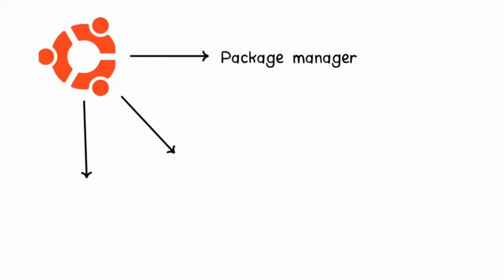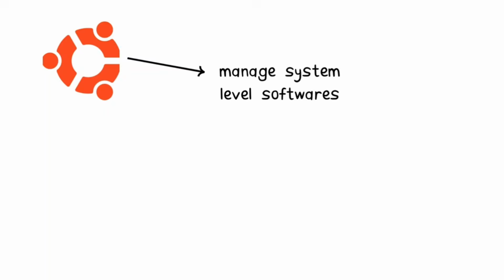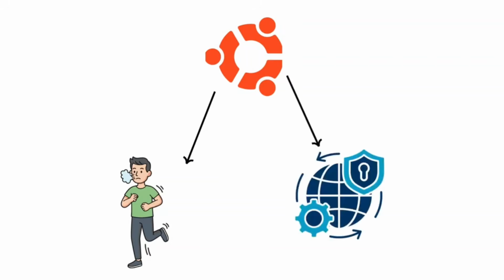apt. apt is the package manager used by Debian and Ubuntu-based Linux systems. It manages system-level software, such as compilers, drivers, servers, and utilities. apt focuses heavily on stability and security.